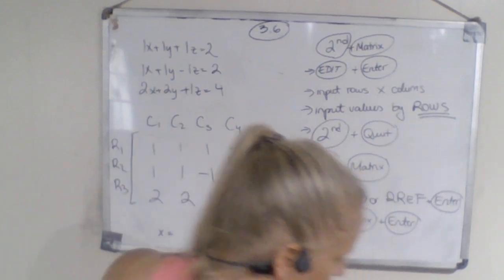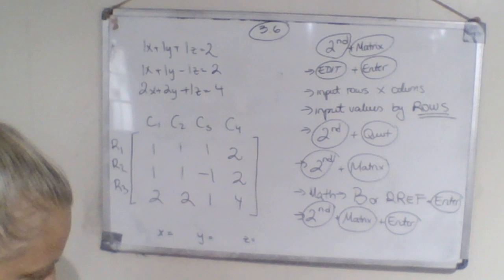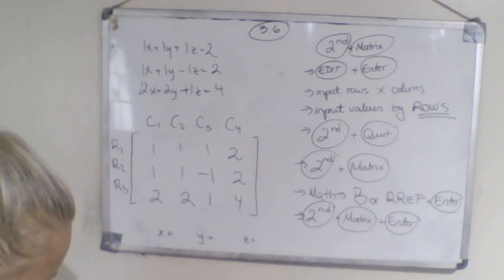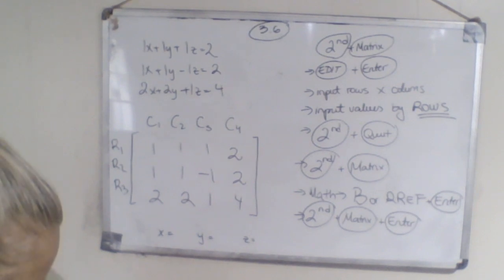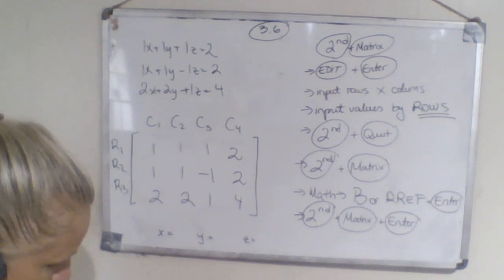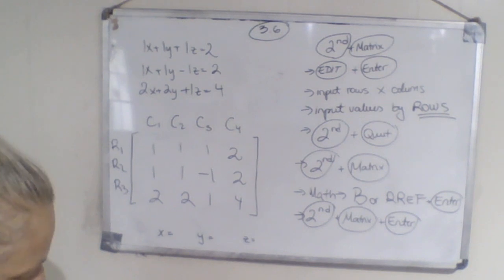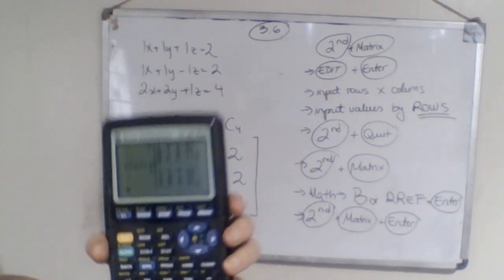Back to my calculator. Second matrix, all over to edit, enter, 3, enter, 4, enter. Let's go. 1, 1, 1, 2, 1, 1, -1, 2, 2, 2, 1, 4. Second quit. Second matrix, we're going to math. We're going to go all the way to B. And then again, second matrix, enter. We hit enter.